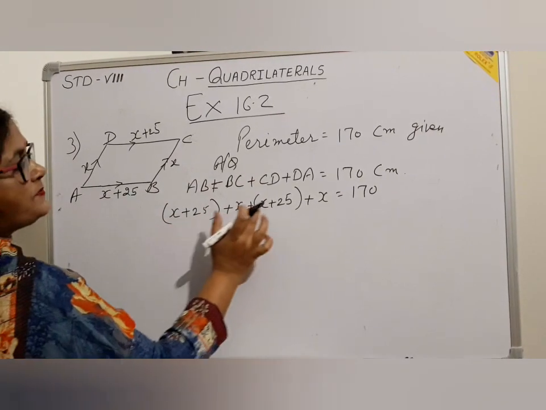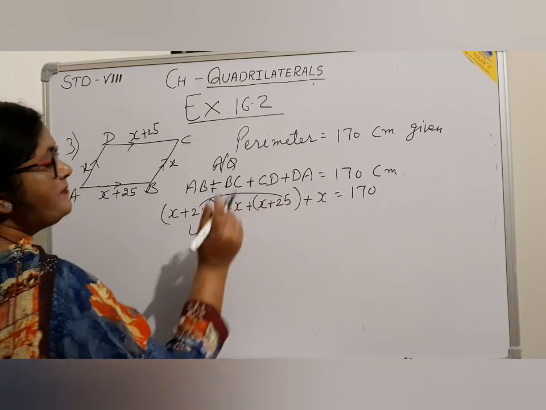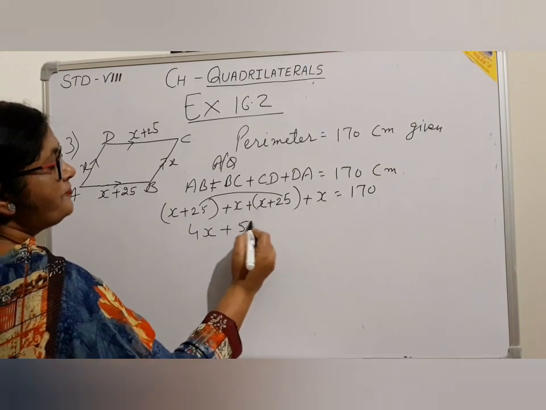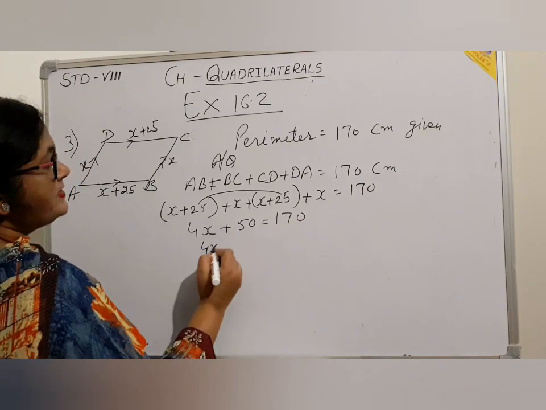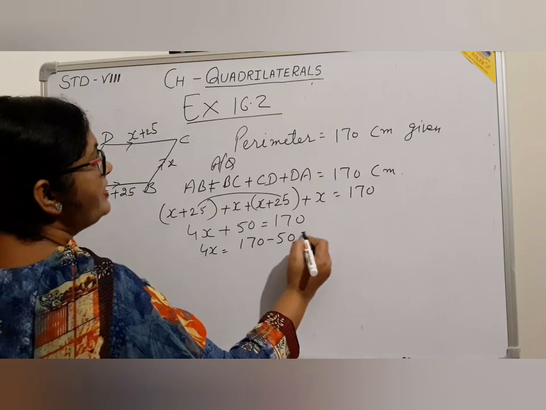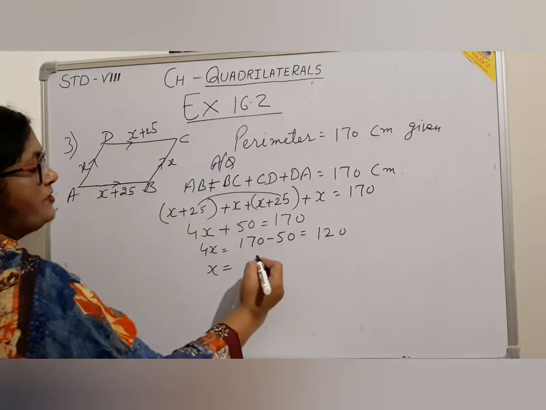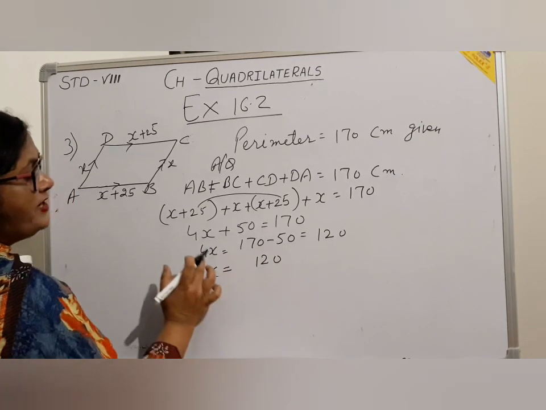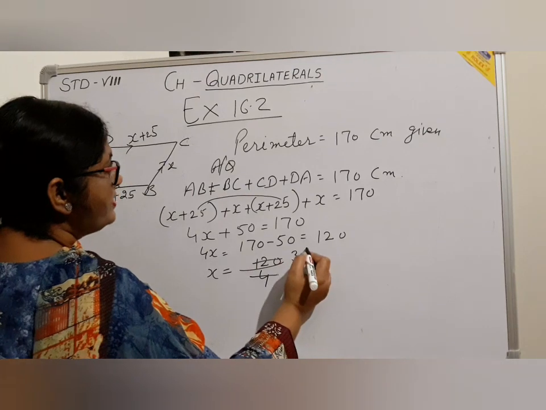Now x plus x plus x plus x is 4x, 25 plus 25 is 50, equal to 170. 4x is equal to 170 minus 50, which is 120. x is equal to 120 divided by 4, so x is equal to 30.